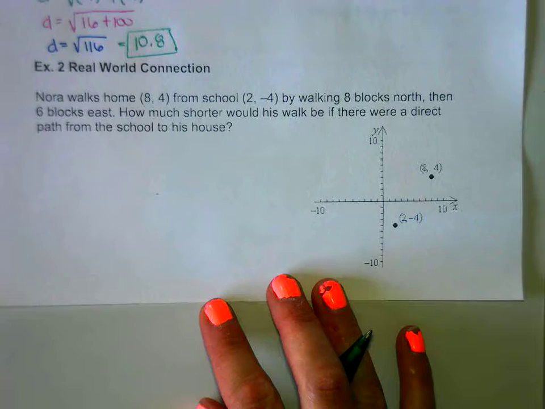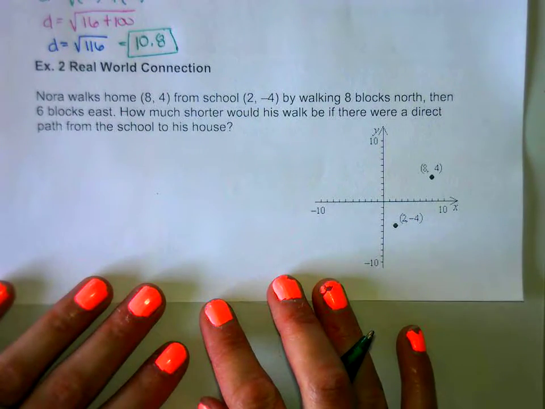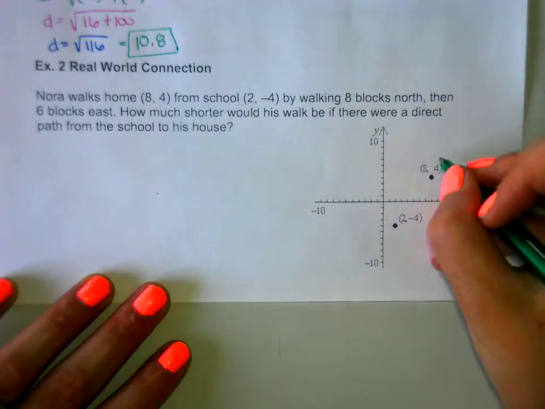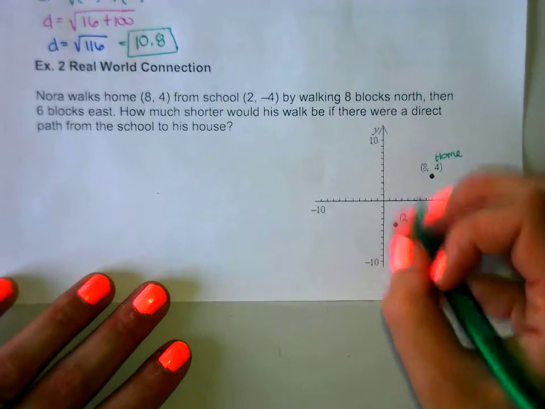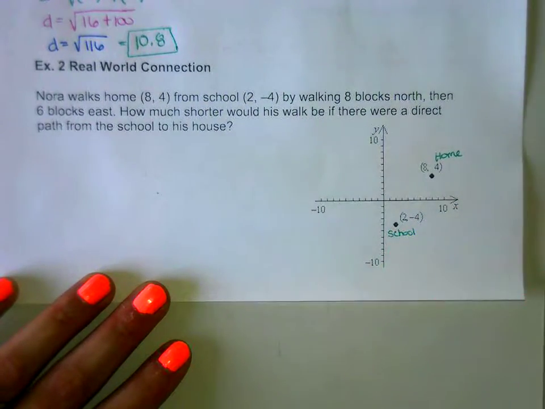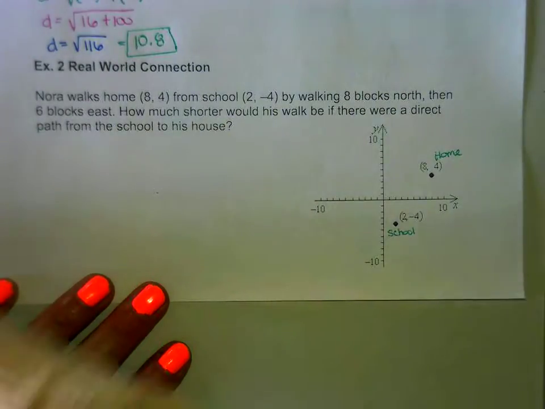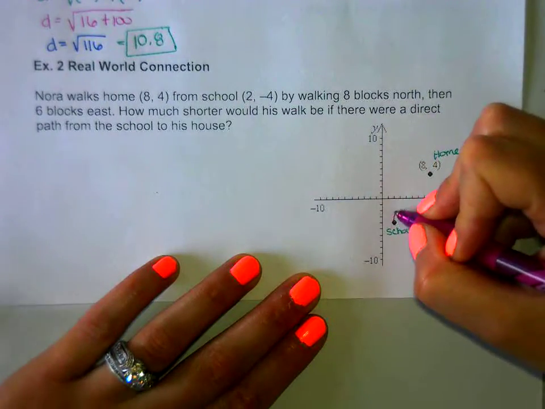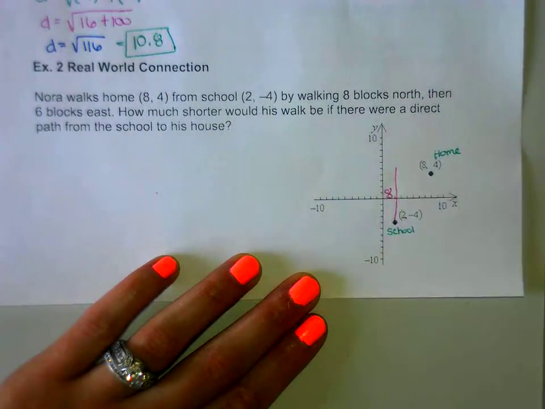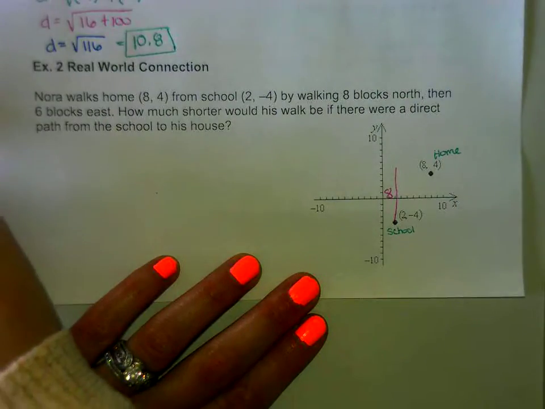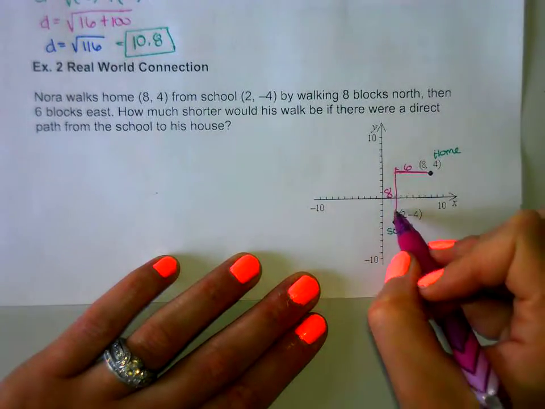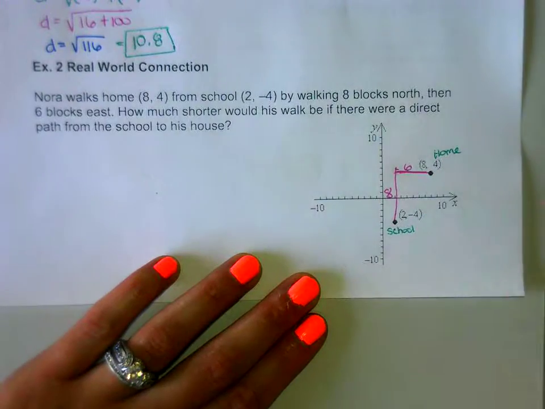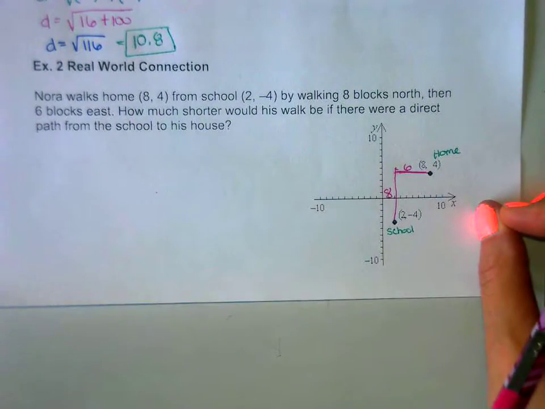So for example 2, Nora walks home, and her home is at (8, 4). So this is her home. And she walks home from school, which is at (2, -4). So this is her school. By walking 8 blocks north. So she's at school, she walks north. So she walks 8 blocks. And then she will walk 6 blocks east. So she goes north, and then she goes east 6 blocks. How much shorter would she walk if she just walked directly?